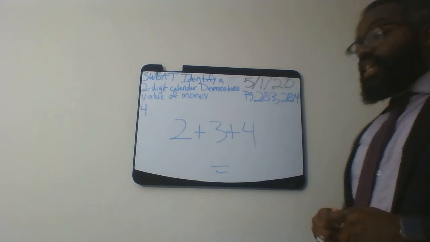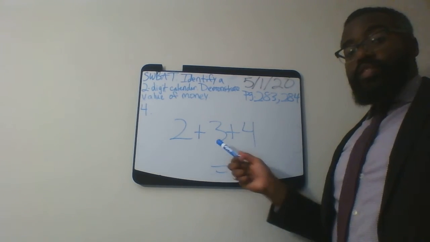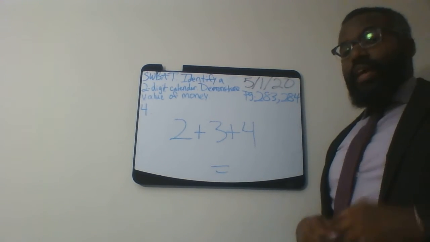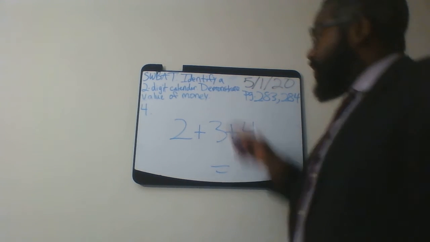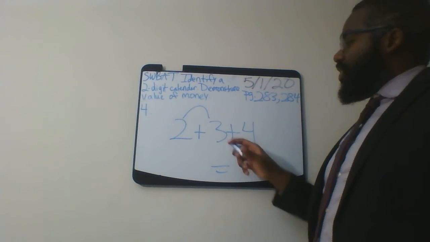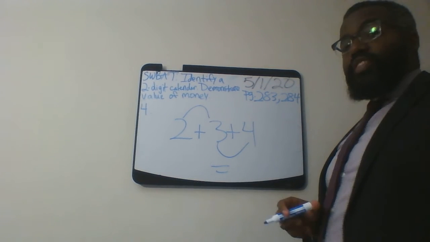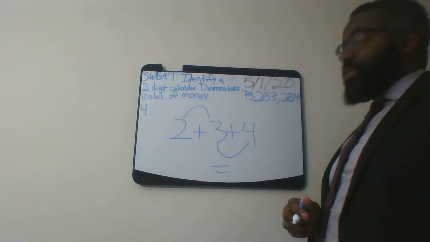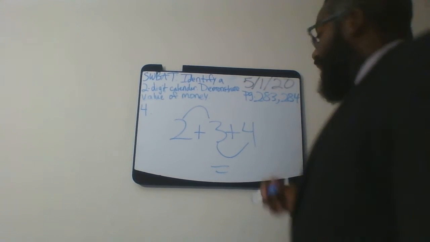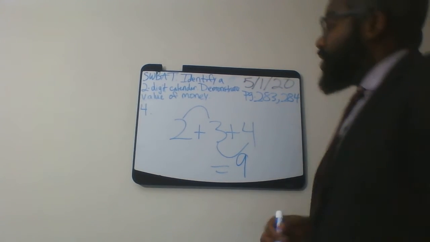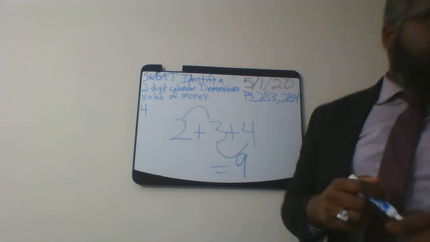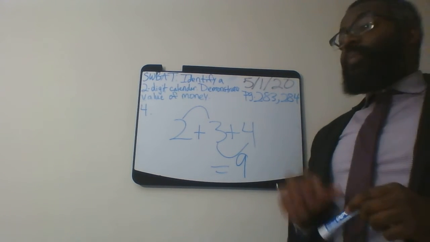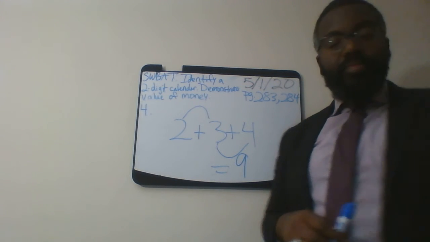Number 4 has us adding 2 plus 3 plus 4. Okay, let's start off with 2 plus 3. 2 plus 3, that is 5. Next, what is 5 plus 4? That is 9. 5 plus 4 is 9. So the answer to 2 plus 3 plus 4 is 9. So you're writing the sums for number 4. Make sure you're taking time when you're adding those sums.